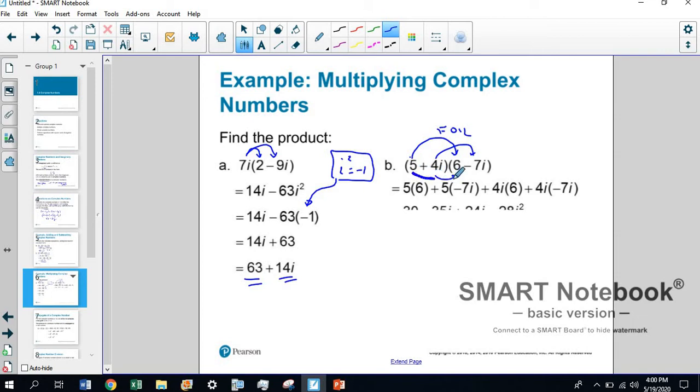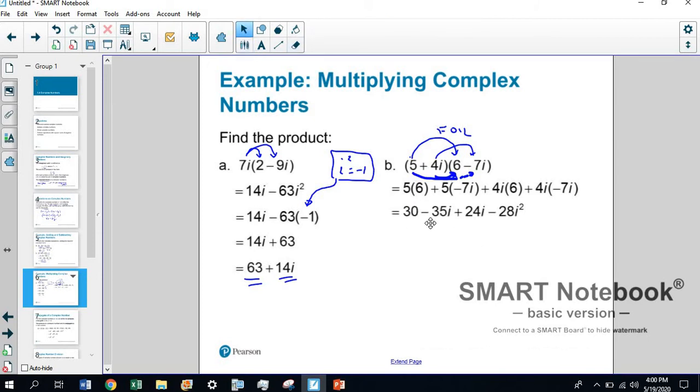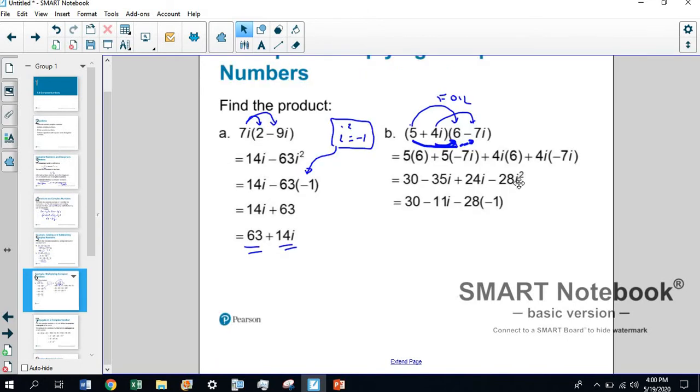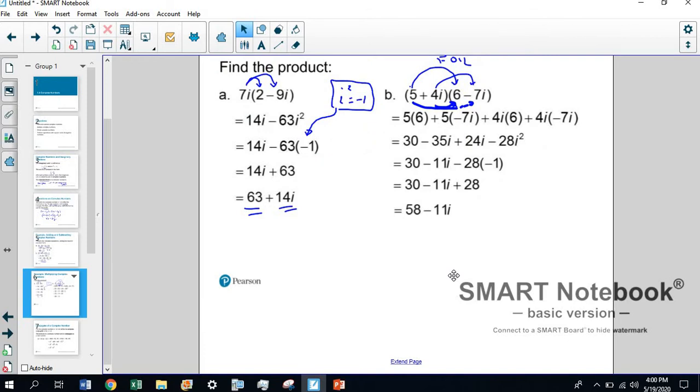So here's the first one, F, goes like that. The inside one goes like this. All right, and so as we simplify that further, 30 minus 35i plus 24i minus 28i squared. Again, remember i squared is negative 1, so now we're going to plug a negative 1 in for that i squared. We simplify the i's, negative 35 and 24 is negative 11. And now we get negative 28 times negative 1, which is positive 28. And so we get 58 minus 11i as our final answer.